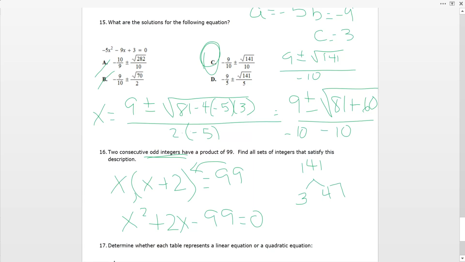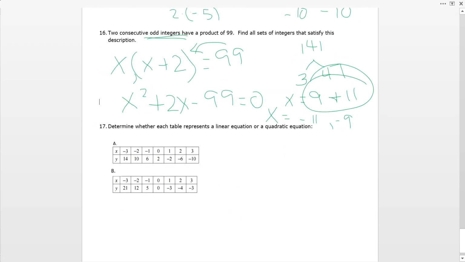Okay, so we have for the roots x equals 9. So we have 9 and 11. And then we have x equals negative 11. So we have negative 11 and negative 9. And yeah, if I were giving a test and you didn't put both of those sets of numbers, I'd probably take points off because there actually are two sets of integers.